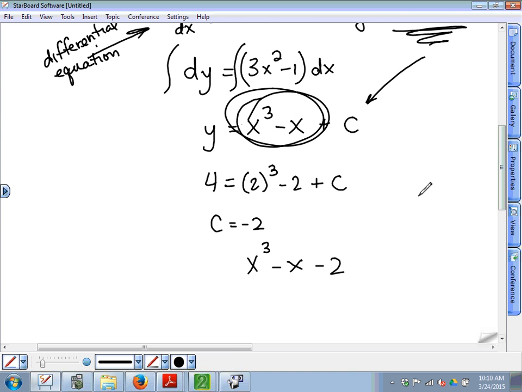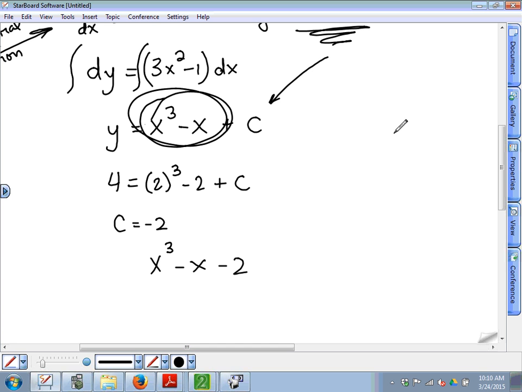There's two different words here in terms of terminology that you need to be aware of. This right here, with the constant of integration, that's called a general solution.